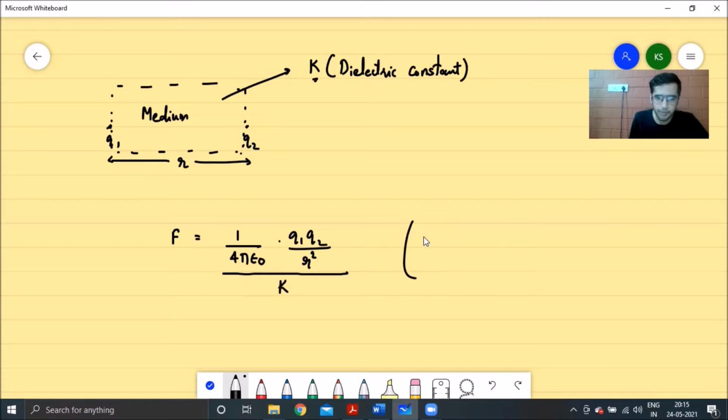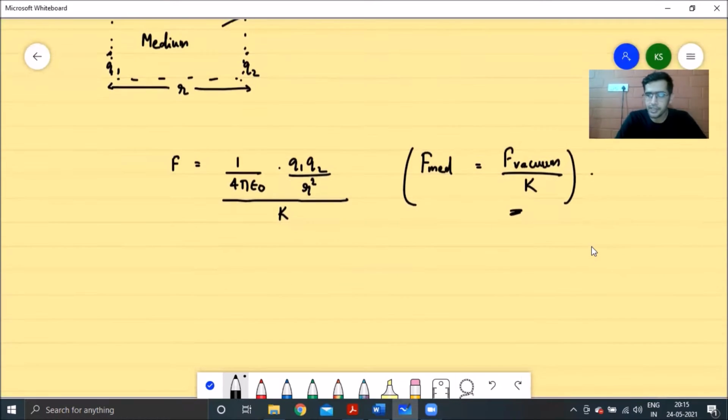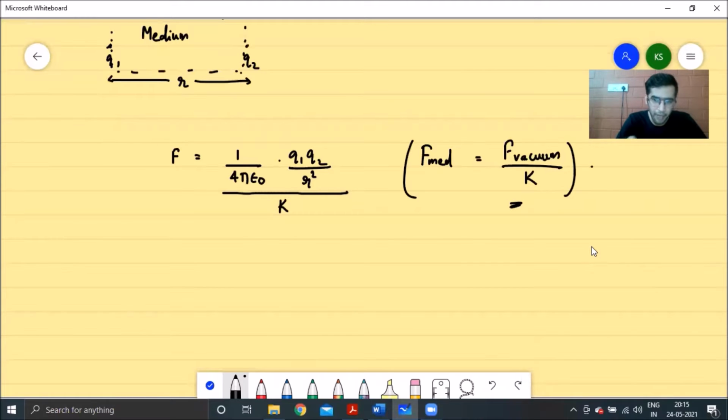The force acting between two charges in a medium would be equal to the force acting between these two charges when they were in vacuum divided by the dielectric constant, right? So when the region is completely occupied by a medium, we know how to solve it. But in this given question, we have only a portion of this region occupied by the medium, right? The remaining region is vacuum over here, right? So let's look at how to deal with this case.